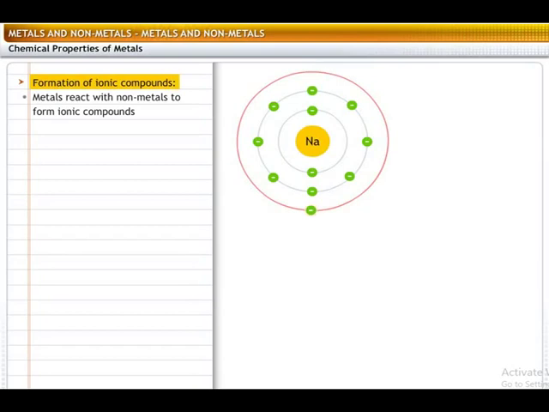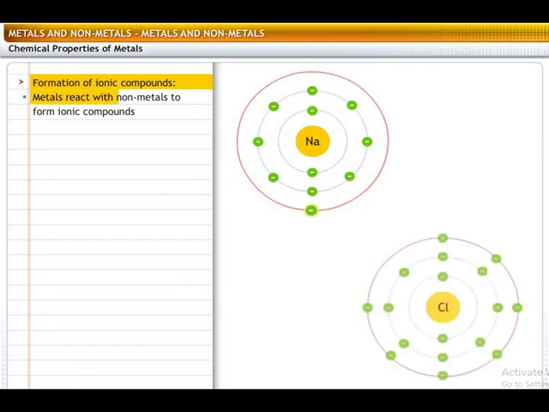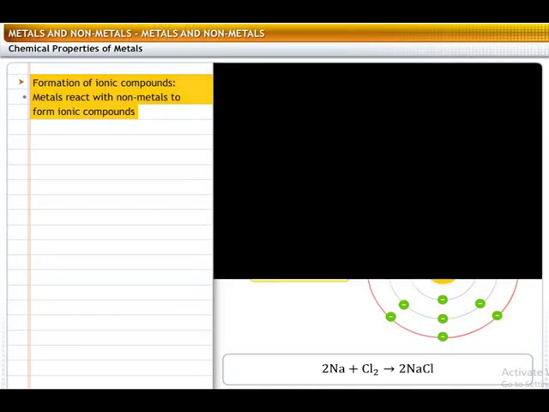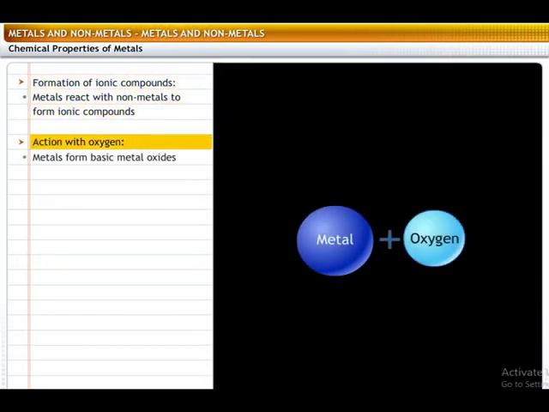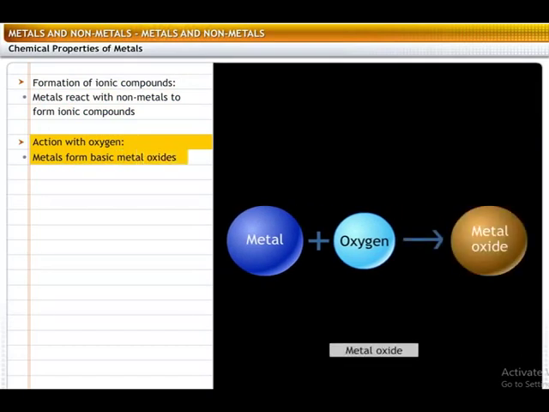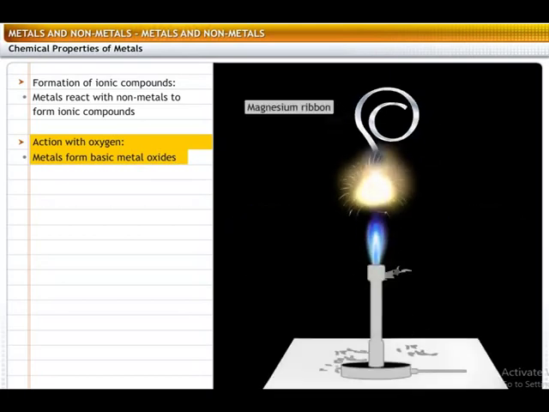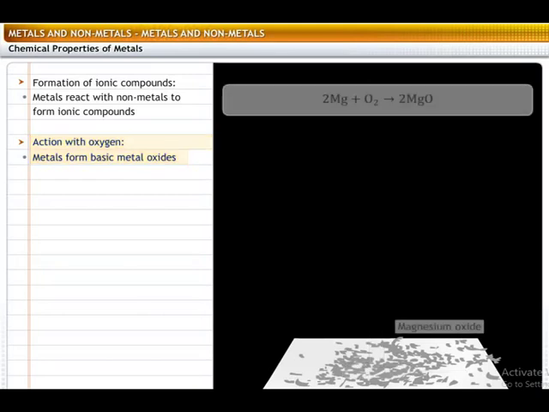Formation of ionic compounds. Metals lose electrons to non-metals to form strong ionic compounds. For example, sodium loses electrons to chlorine to form sodium chloride, which is an ionic compound. Action of metals with oxygen. Metals burn in the presence of oxygen to form metal oxides, which are basic in nature. For example, a magnesium ribbon burns in oxygen to form magnesium oxide.